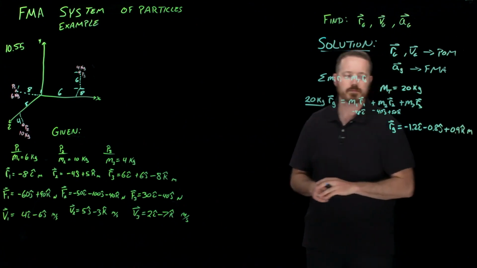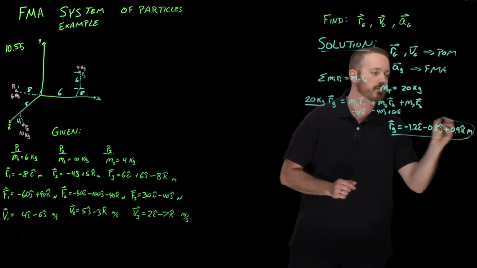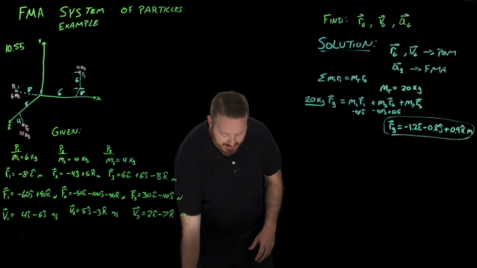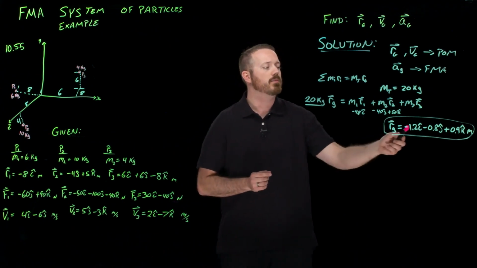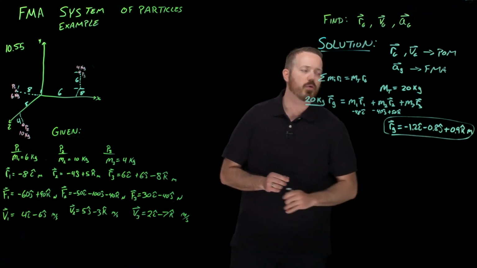Meters. So at this point, this was one of the things we wanted to find. It's good to make sure that the answer seems reasonable to us. So -1.2i, -8j, and 0.9 in the k.